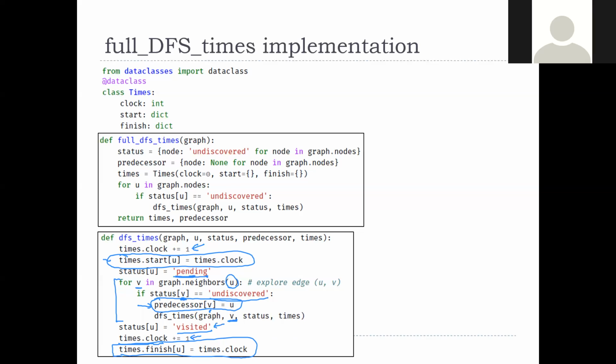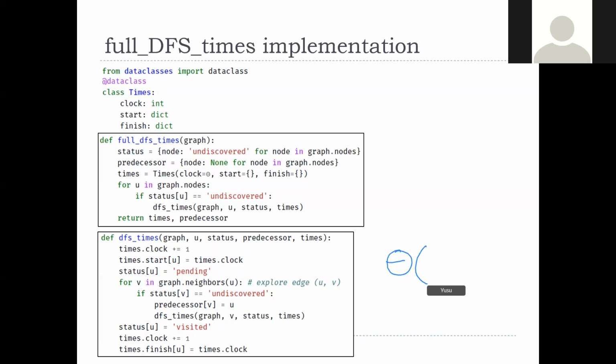So this algorithm clearly has the same time complexity as the previous DFS algorithm, because whatever we're adding only takes constant time per node or per edge. So the total time of this modified full DFS algorithm still takes linear time in the size of the graph, which is the number of nodes plus the number of edges. So this time complexity remains the same.